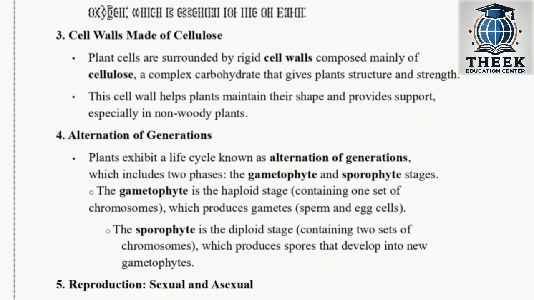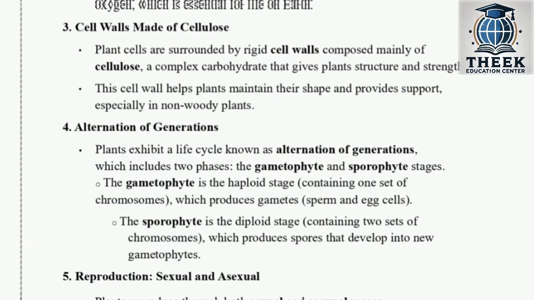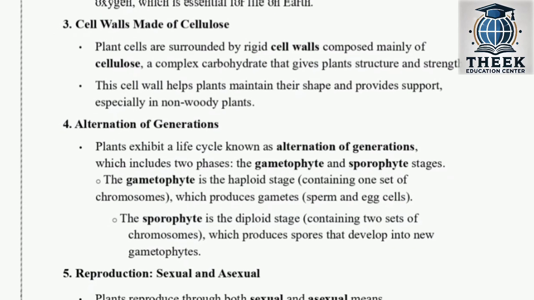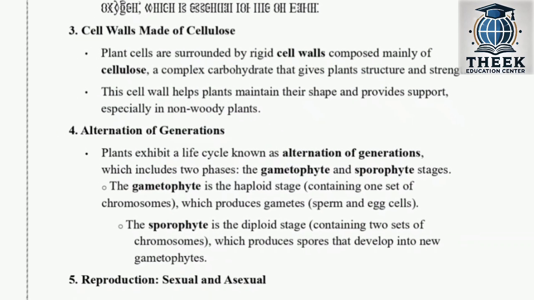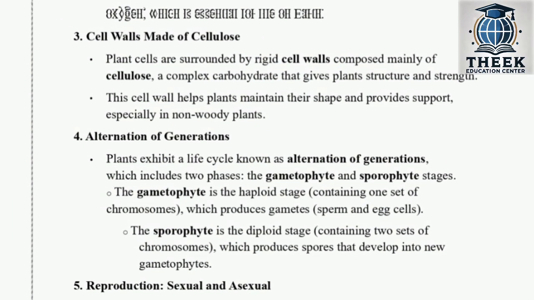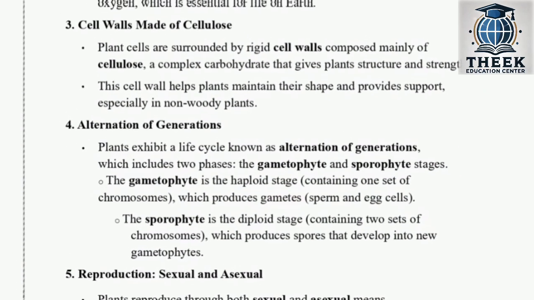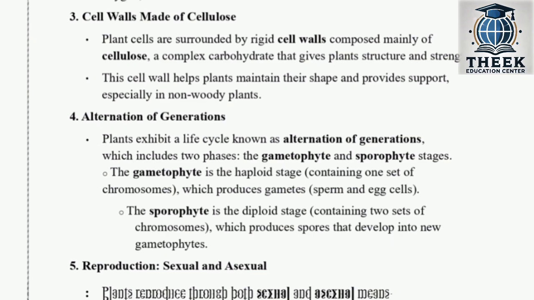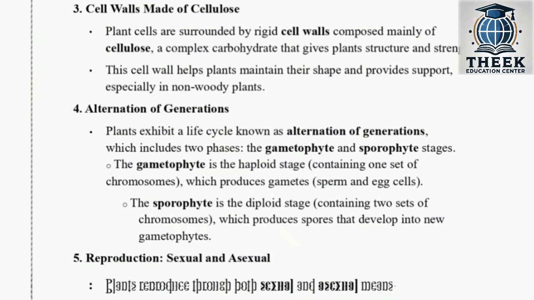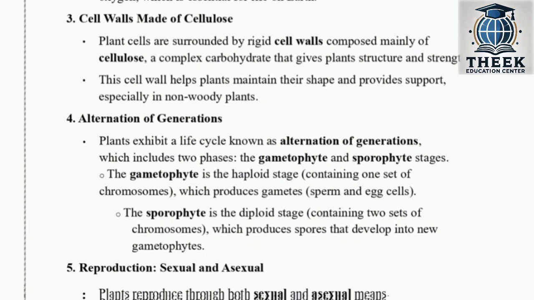Four, plants also show alternation of generations. A plant exhibits a life cycle, which we call alternation of generations, which includes two phases, the gametophyte and sporophyte stages. The gametophyte is the haploid stage containing one set of chromosomes, which produces gametes, that is the sperm and the egg cell, while the sporophyte is the diploid stage containing two sets of chromosomes, which produces spores that develop into new gametophytes.